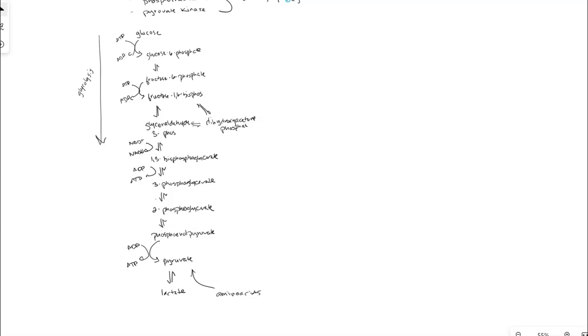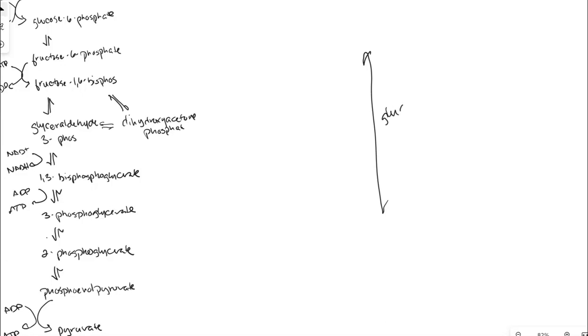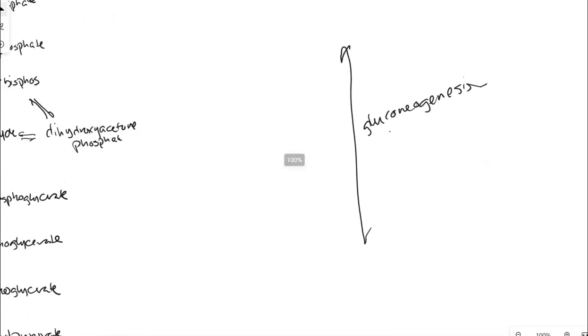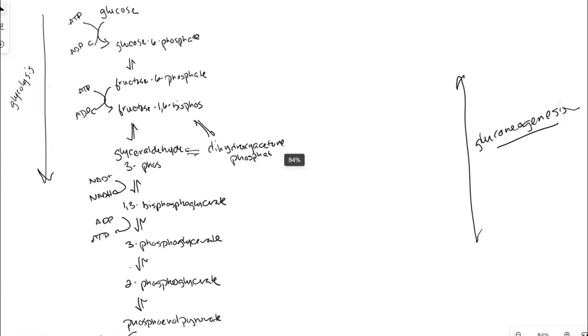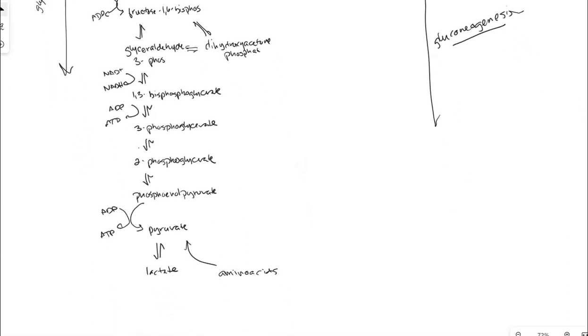Well, what happens now if we're going the other direction with gluconeogenesis? Well, to start gluconeogenesis, we have to start with the bottom of glycolysis, with pyruvate. And once again, pyruvate can be made from lactate or synthesized through pathways from amino acids.